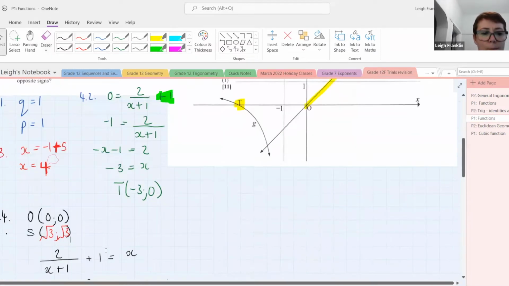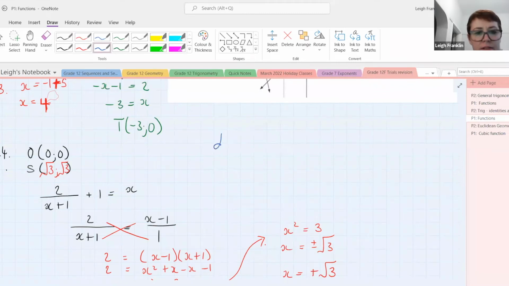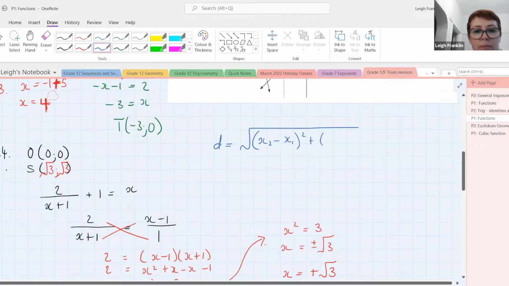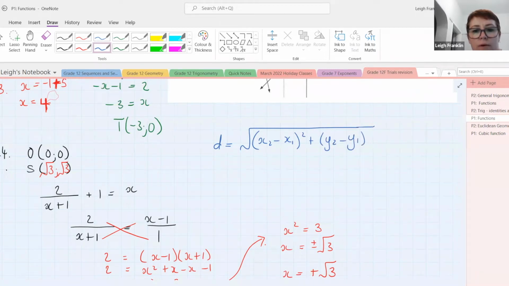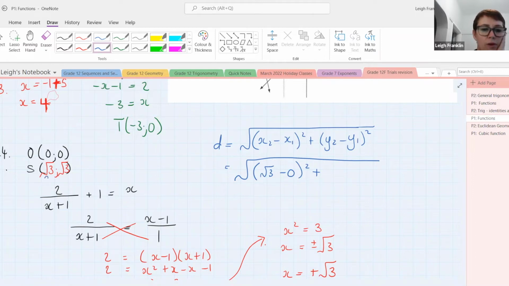Okay, now, distance formula. Remember to calculate the distance of a line, it's the square root of x2 minus x1 squared plus y2 minus y1 squared. All right, so this is what we're going to have to sub into. So x2, we could make that root 3 minus 0 squared, and then y2, so that would be x2 and y2, and that would be x1 and y1. So we've got root 3 minus 0 plus root 3 minus 0, like so.